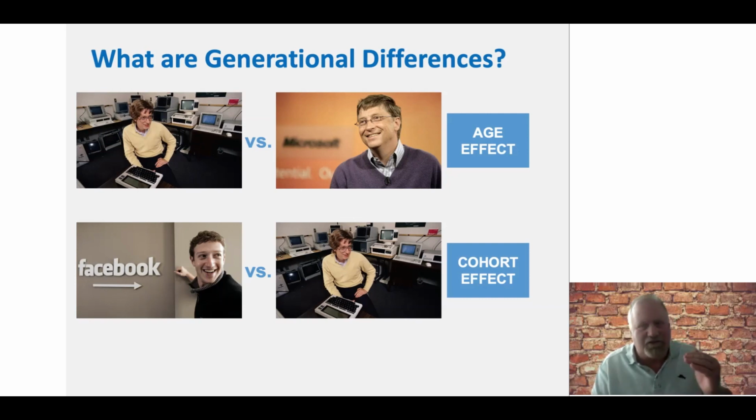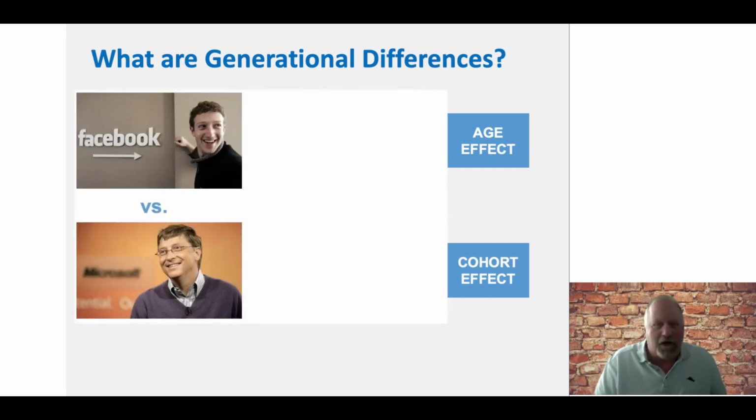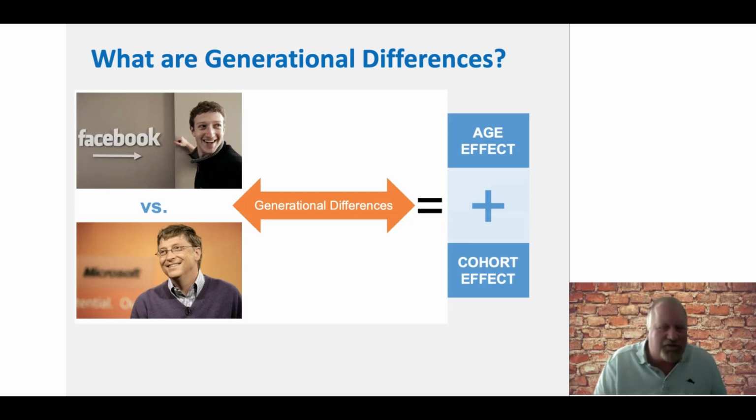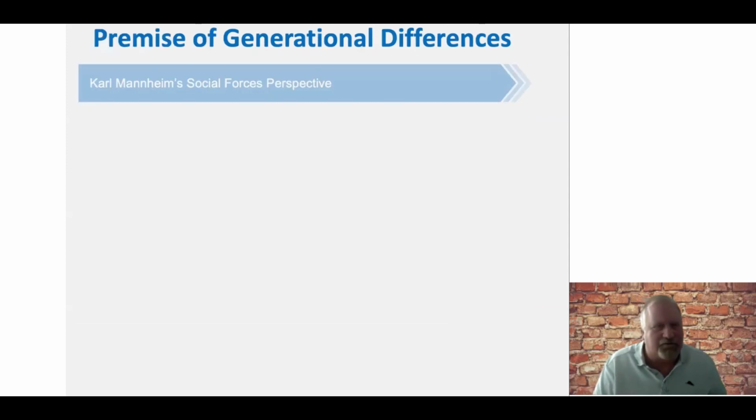So you have the age effect and you have the cohort effect. So let's talk about each of these, the age and cohort effect. The combination of the age plus the cohort is what makes this generational difference. So there's going to be elements of it that are age and elements that are cohort, but the combination of the two is actually what makes the generational difference.